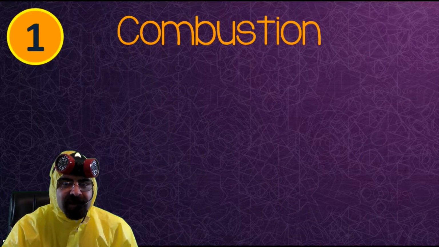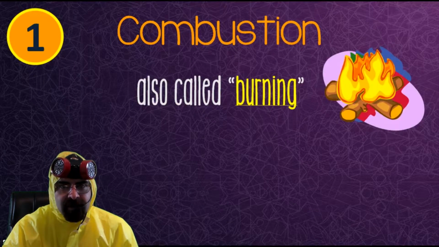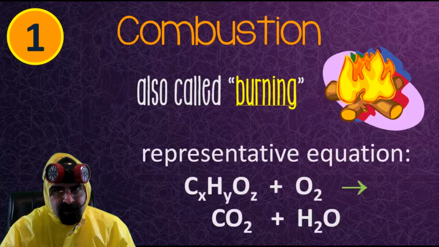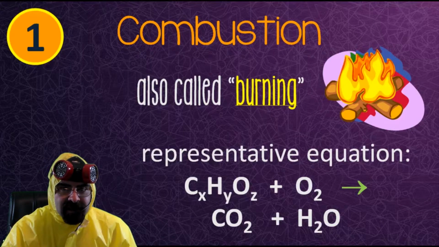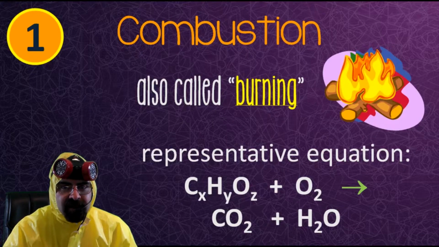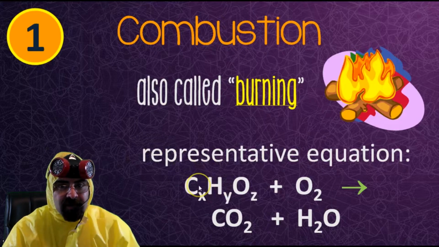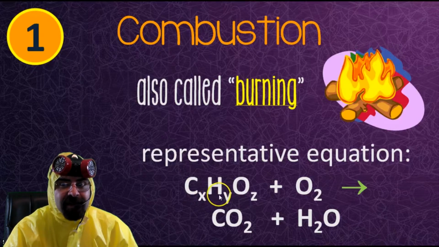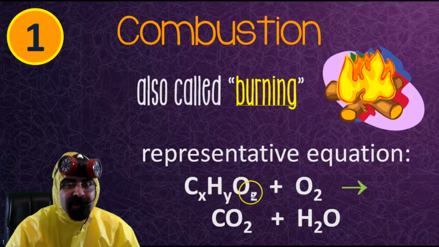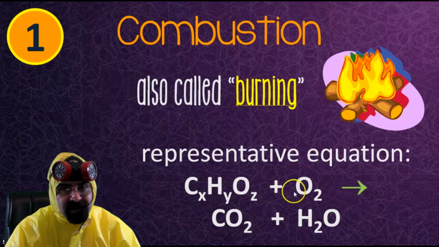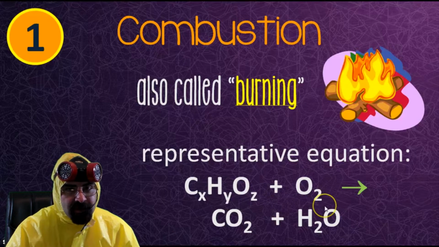Starting with combustion. A combustion reaction also means burning. So you have a reaction in which something is burning. Now we use a representative equation to show a general view of how this reaction may look. You'll notice we start with some hydrocarbon fuel, which has some number of carbon atoms, some number of hydrogen atoms. It may even have some number of oxygen atoms. The other reactant in a fire or burning reaction is oxygen, and it will always produce carbon dioxide and water.